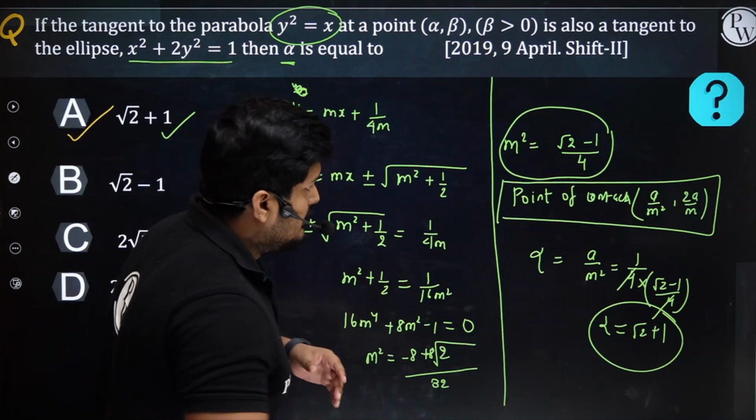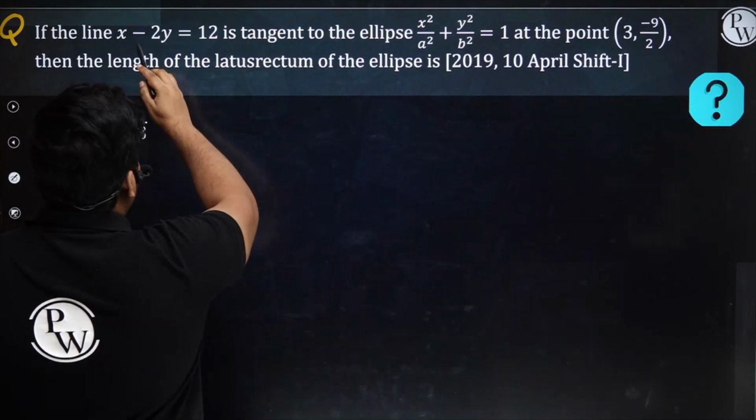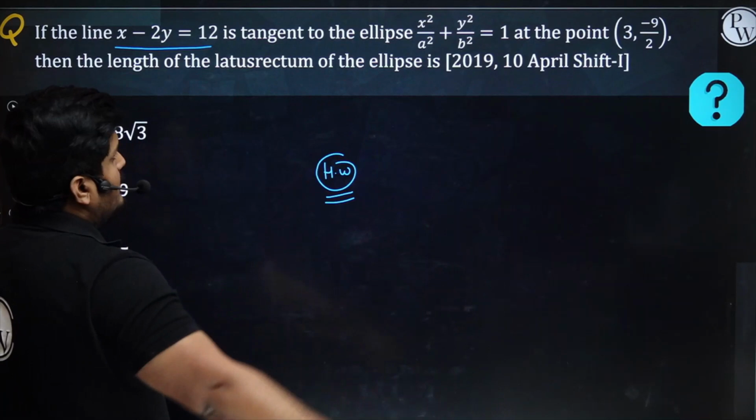Moving on, guys. The line x minus 2y equal to 12 is the tangent to the ellipse at the point, then the length of the latus rectum. See, guys, this is almost the same problem. I'm leaving it up to you as a homework problem. Just solve it on your own. Almost the same question. You have two equations, two variables.